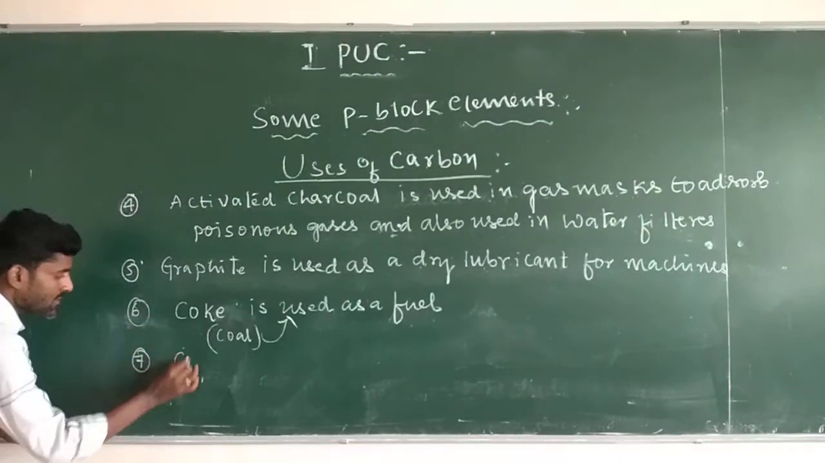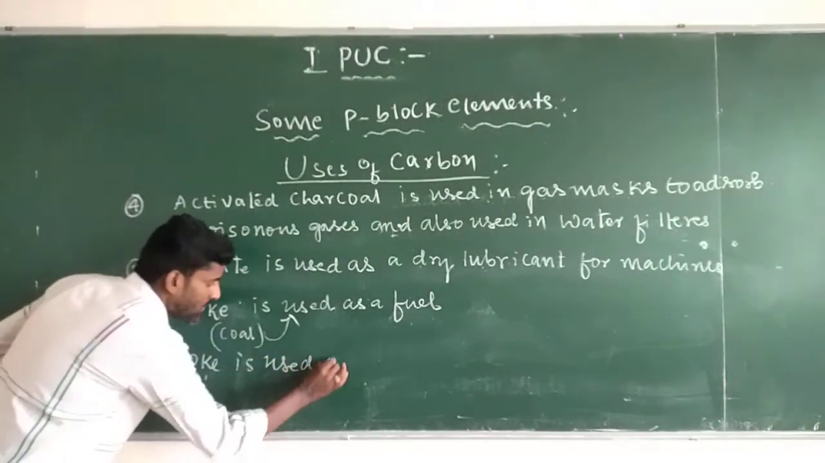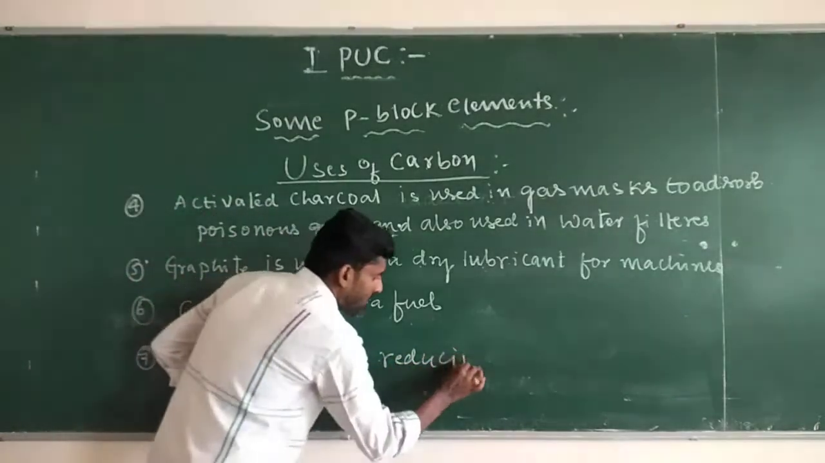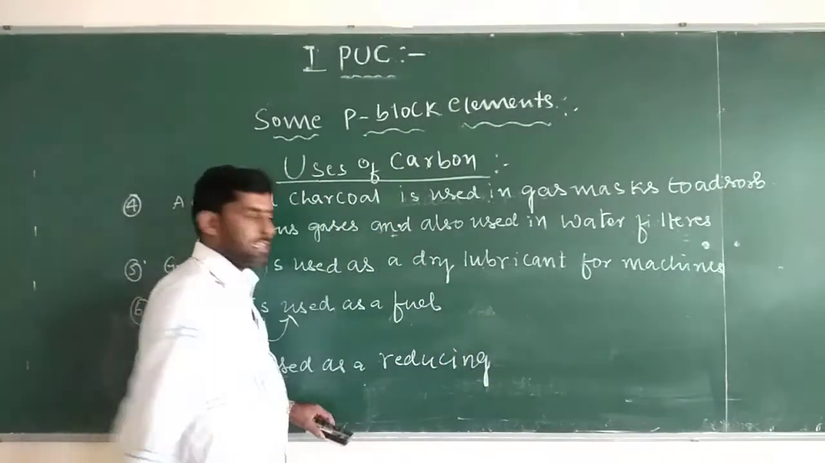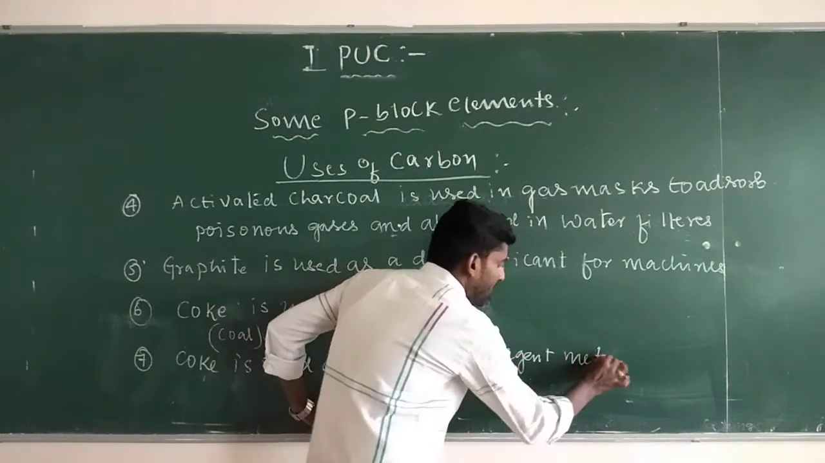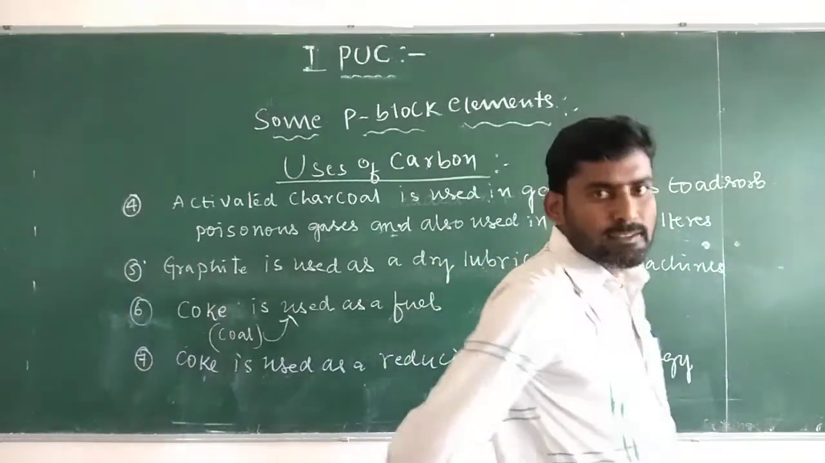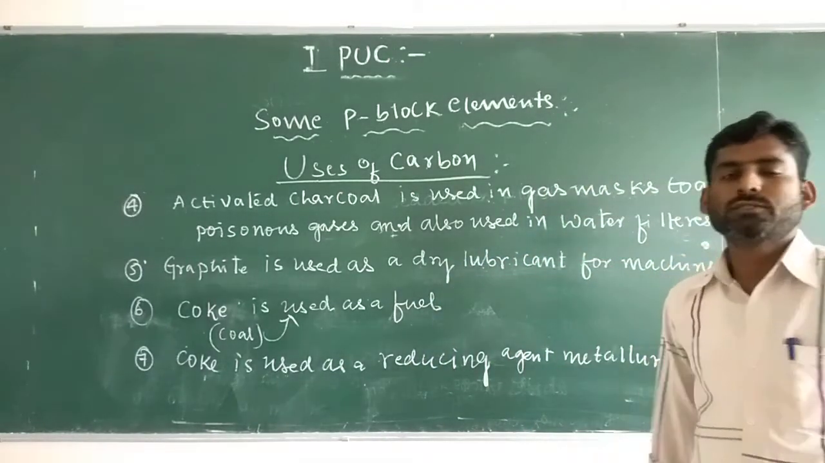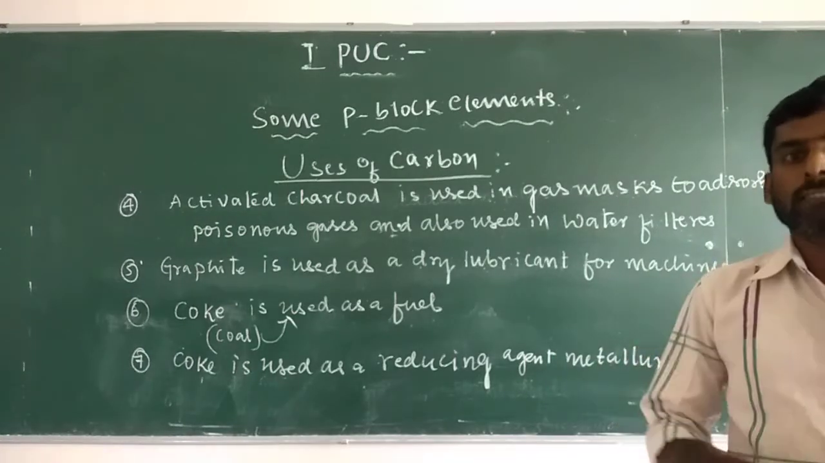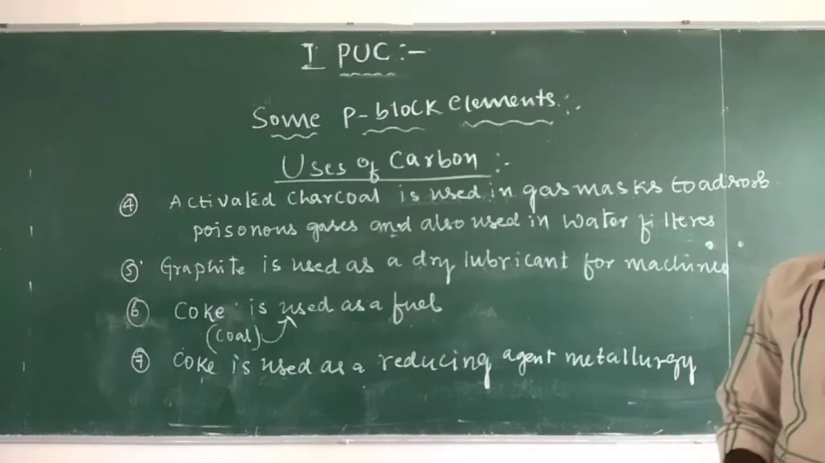And once again, coke is used as a reducing agent in metallurgy. So coke is used as a reducing agent to obtain metals from metal oxides.